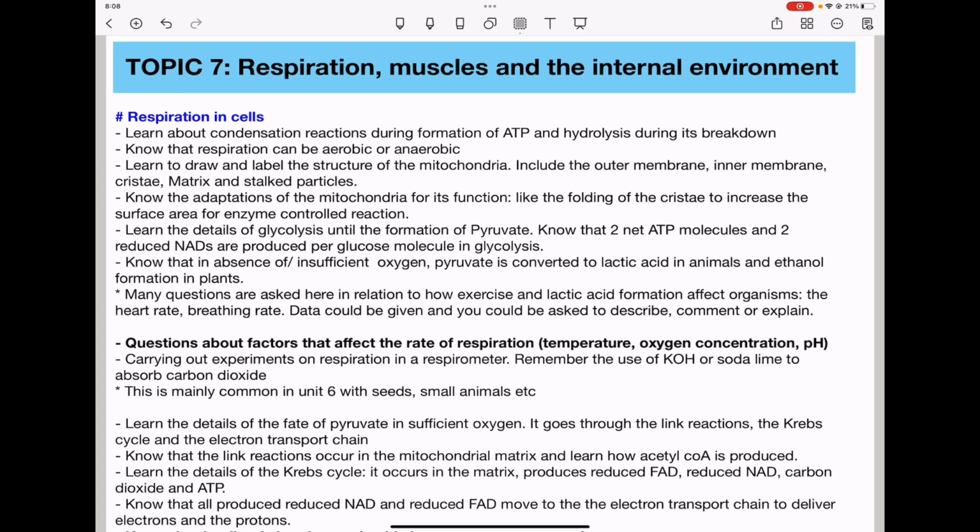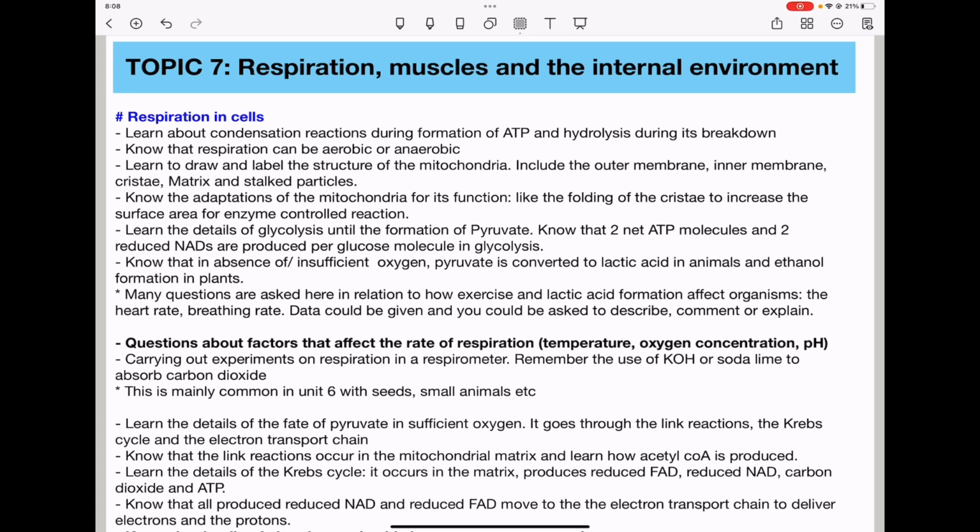So you need to learn about condensation reactions during formation of ATP, as well as hydrolysis reactions in its breakdown. You need to know that respiration can be aerobic or it can be anaerobic. On this note, you need to learn to draw and label the structure of the mitochondria and include the outer membrane, the inner membrane, the cristae, the matrix, as well as the stalked particles.